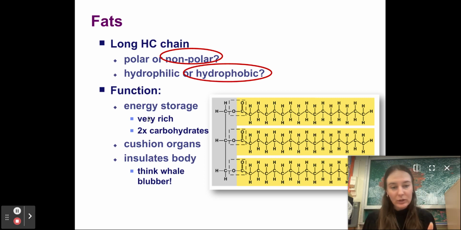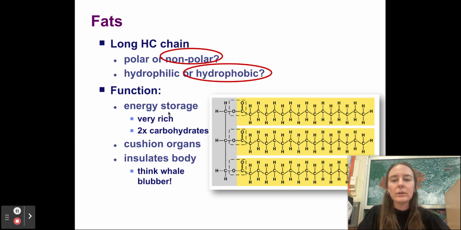Now, we talked about its structure. Now, what's its function? What do fats do in our body? Well, the first main function of fats is they store energy. This hydrocarbon chain is packed with energy, and that gives your body energy for later. It's 2 times the energy of carbohydrates. So if you eat fatty foods, it gives you more energy quicker. It also cushions your organs, so there's a layer of fat around your organs, and that helps protect them. And it also insulates your body, which means it holds in heat, like whale blubber.